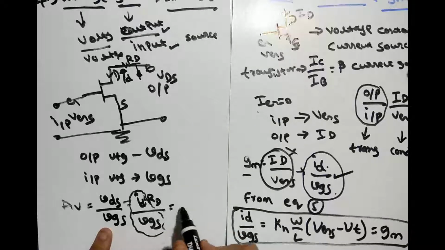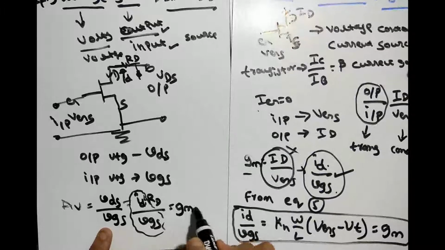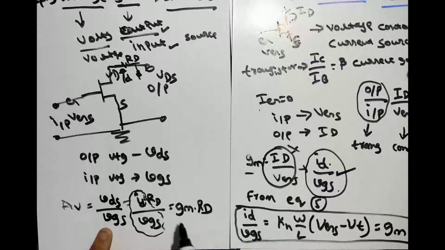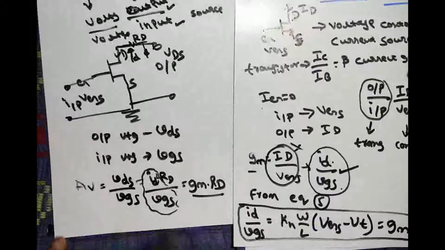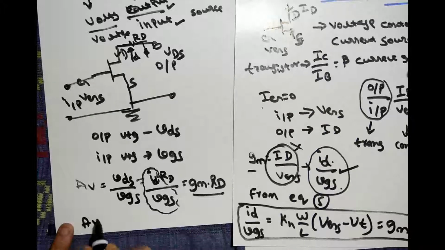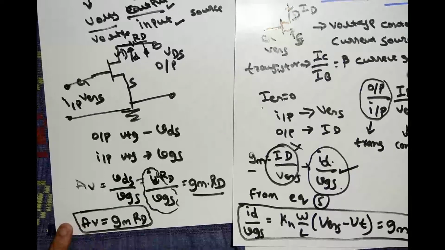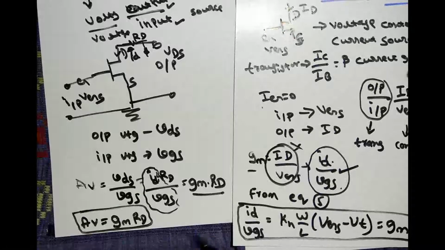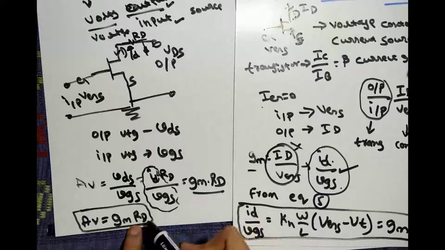So we usually get this one as gm into RD. This is the very important formula, the voltage gain in the small signal. So Av is nothing but gm into RD, where RD is whatever output resistance is present here. It may be RL or it may be r0, any resistance, if it is present in parallel. So it is a very important formula for the voltage gain.